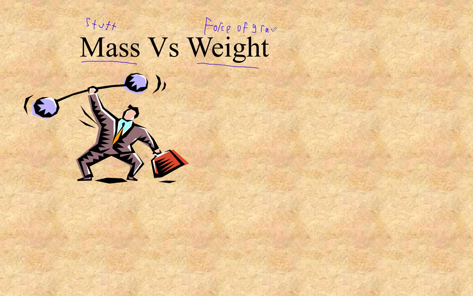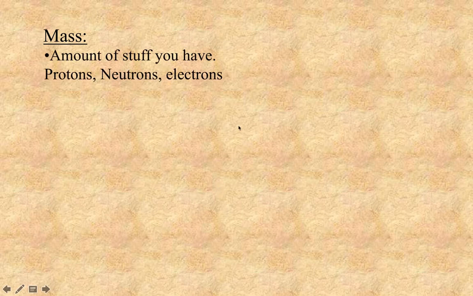So in physics land, weight, gravity, there we go. Weight is in newtons, mass is in kilograms, okay? Let's just look at that a little more closely here. Mass is the amount of stuff you have, technically speaking. So it equates to protons, neutrons, electrons, plus energy, by the way. However many protons, neutrons, electrons, roughly, this is going to give you the amount of mass you have.